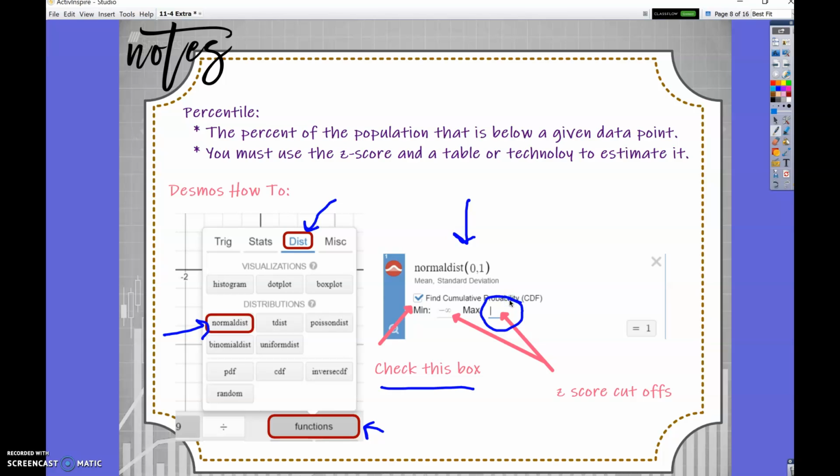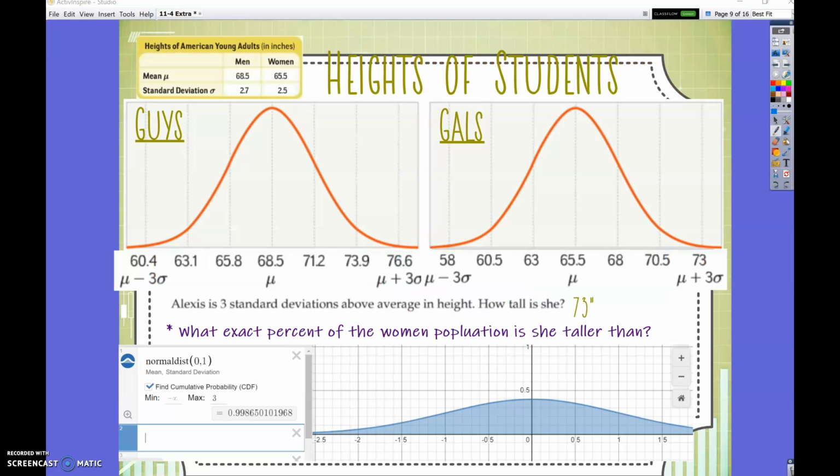So for the last page, she was 3 standard deviations above the mean. I would type that, and it's going to tell me how many people she is taller than, what percent. So here you'll see I did type in the 3, and it says 0.998. That means Alexis, being 3 standard deviations, 70.5 inches tall, is taller than 99.9% of the population. She's quite tall.